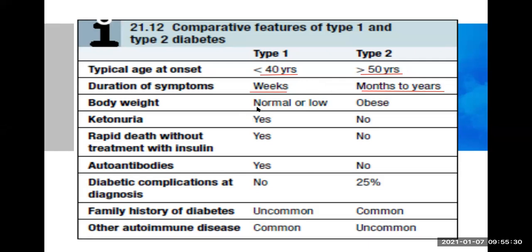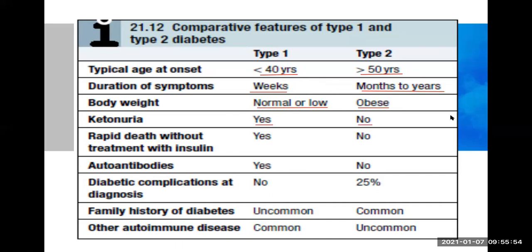Regarding the body weight, type 1, it is usually low. Okay, in the early cases, it may be normal. But type 2 are usually obese. But having said that, at the time of diagnosis of type 2 diabetes, these people also lose weight for a certain time. Ketonuria is present in type 1 diabetes, whereas in type 2 diabetes, there is no ketonuria.